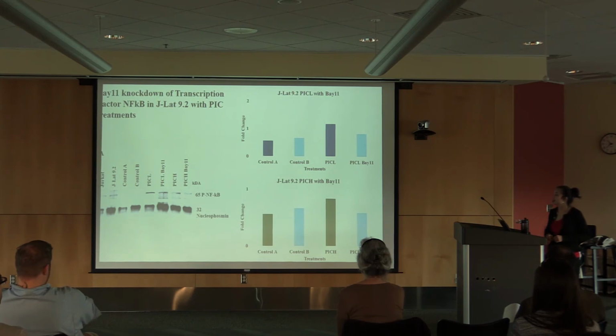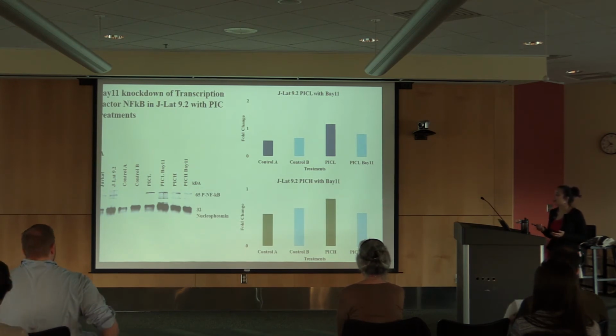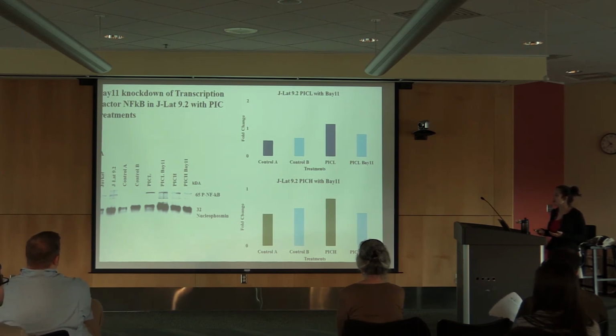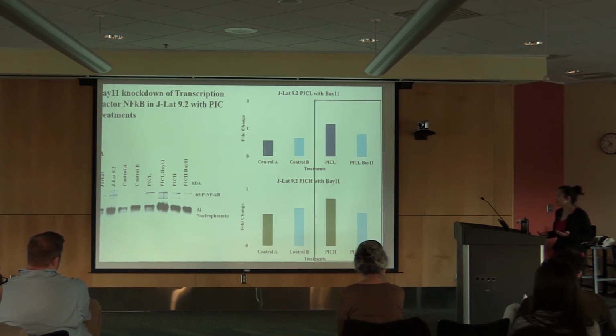So this is the JLAT 9.2s full length. Again, I looked at the protein levels with Western blot. This is a phosphorylated antibody, NFkB. And what I'd like you to take in is that within this square, the Bay11 treatments are less than the poly-IC treatments by itself.